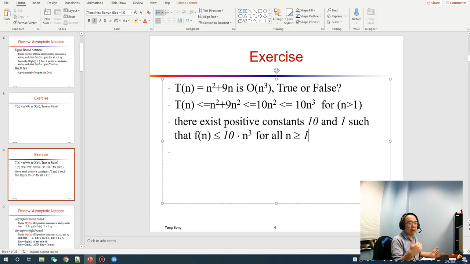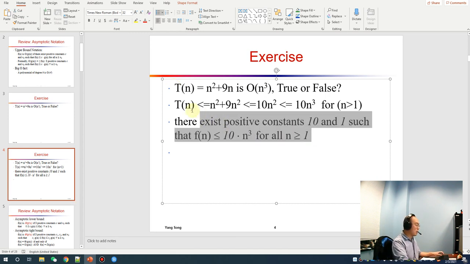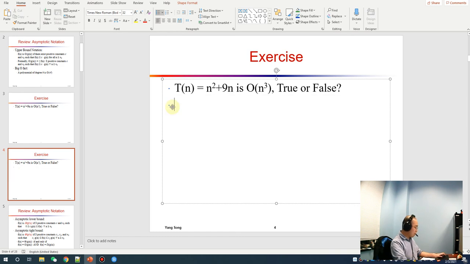So we have plugged in all three components. We answered the question: what is C, what is n0, and what is g(n). After figuring out all three of them, since g(n) is n cubed, we can say this T(n) is O(n cubed). Okay, so that's it for this part. Let me continue.